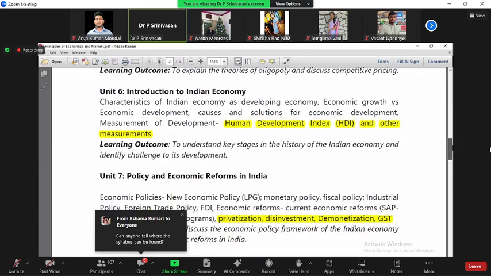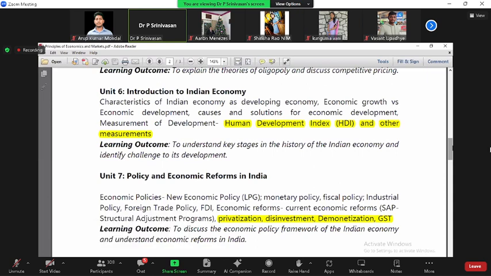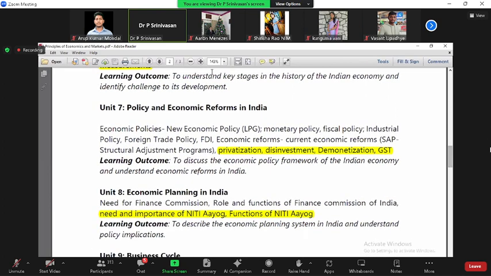Then you can see sixth. From the 6th to the 10th units, it's a combination of macro and Indian economy. It's all about the characteristics of the Indian economy. The sixth unit is about economic growth and development. And the seventh unit is about the policies. What are the important economic policies of the country? LPG, right? Liberalization, privatization, globalization.